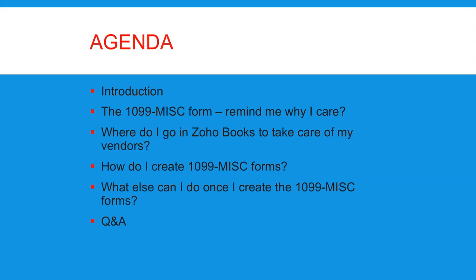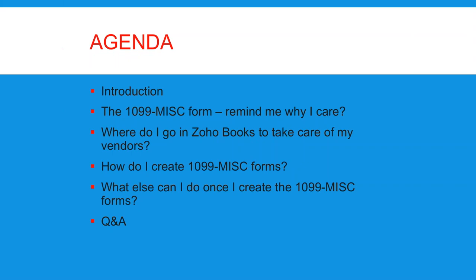Where do I go in Zoho Books? We're going to look specifically at Zoho Books to see where you are going to locate your vendors, your payments, your bills, all that inside of the tool. We're going to look at creating the 1099 miscellaneous forms and what goes into that, what you need to be on the lookout for, and then what else you can do after the 1099 miscellaneous forms are created. There are some additional features and functions that you may find useful inside of Tax 1099 for working with your 1099s and your vendors. And then at the end, hopefully we'll have some time for some Q&A.